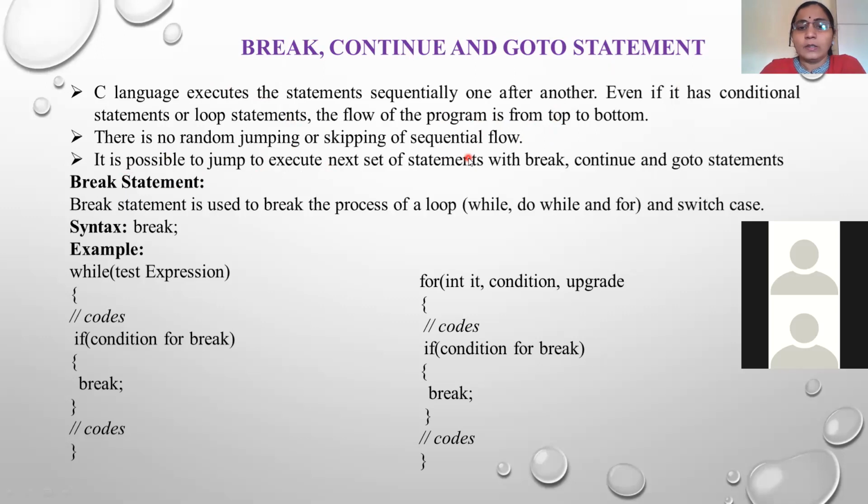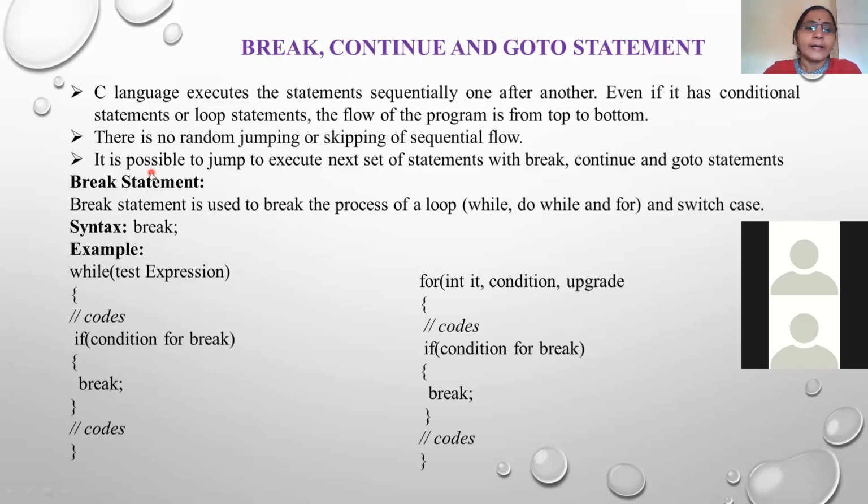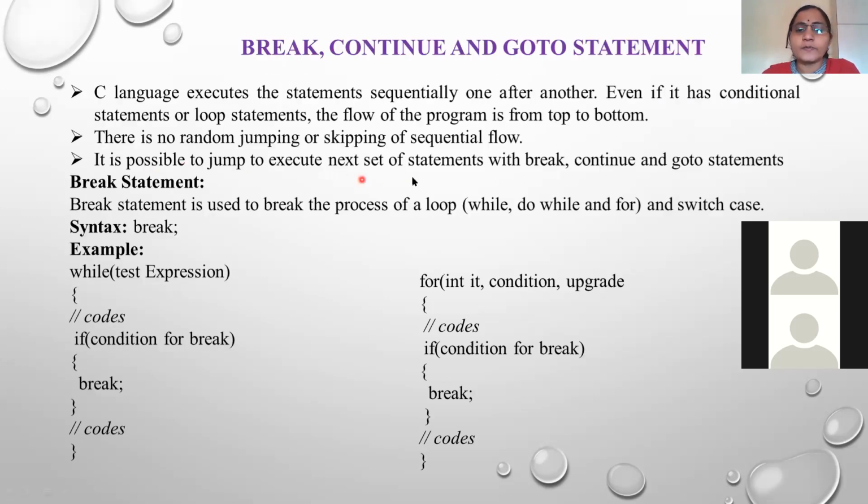Means by default the program flow is sequential, and if you want to change the sequential flow, then in that situation the break, continue, and goto statements are useful. If you want to skip a particular block of statements, then the break, continue, and goto statements are very useful. It is possible to jump to execute the next set of statements with break, continue, and goto statements.